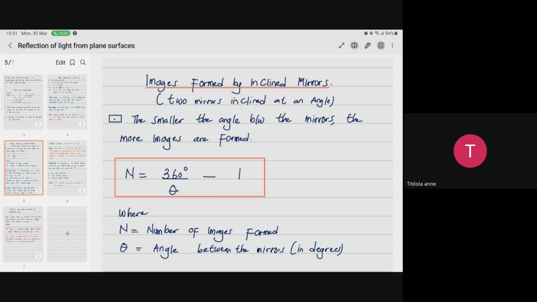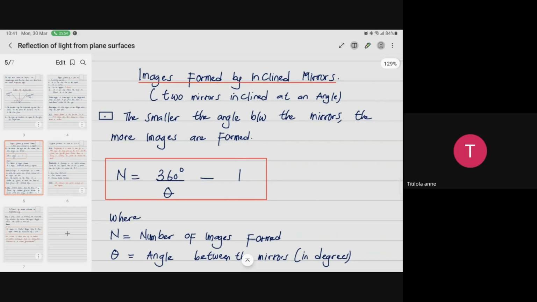We have a formula here for the number of images formed. The smaller the angle between the mirrors, the more images are formed. These are for two plane mirrors inclined at an angle. The formula is n = 360/theta minus 1. n is the number of images formed, and theta is the angle between the mirrors, which is always in degrees, then minus what?